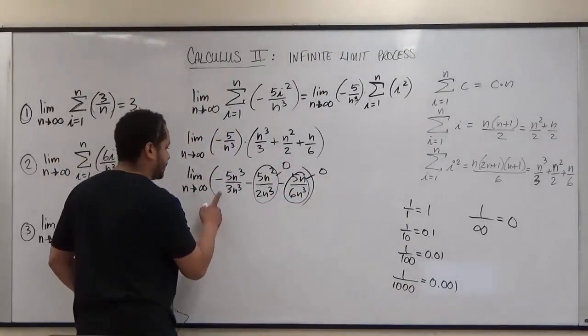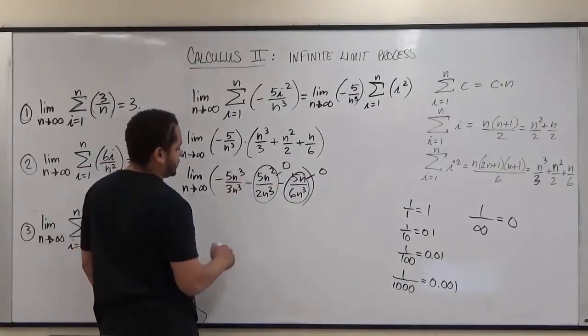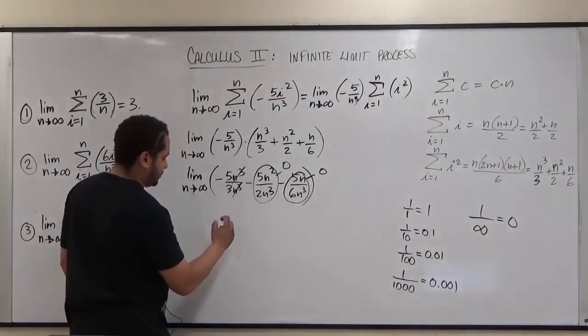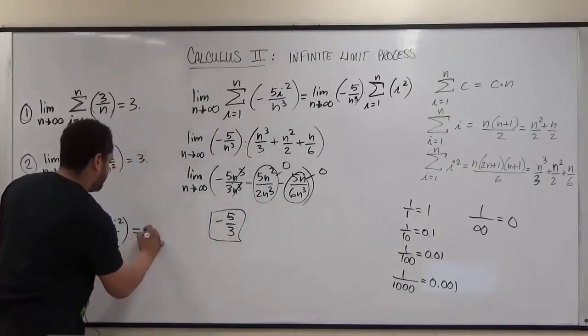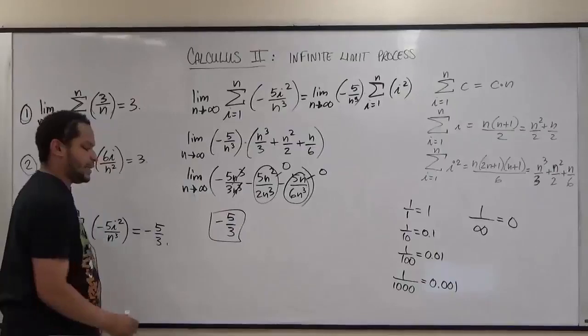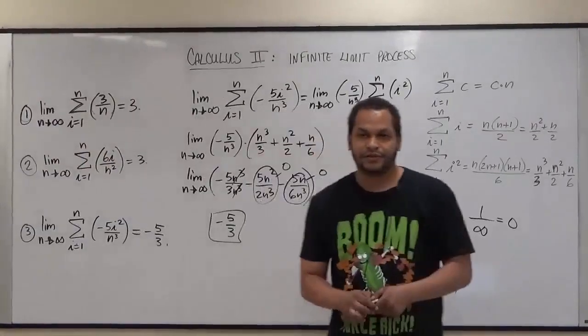Now by looking at only the leading term, we see the exponents are the same. We get rid of those exponents as we plug in the limit. Our solution, negative 5 over 3. And that's the limit process for infinite limits.